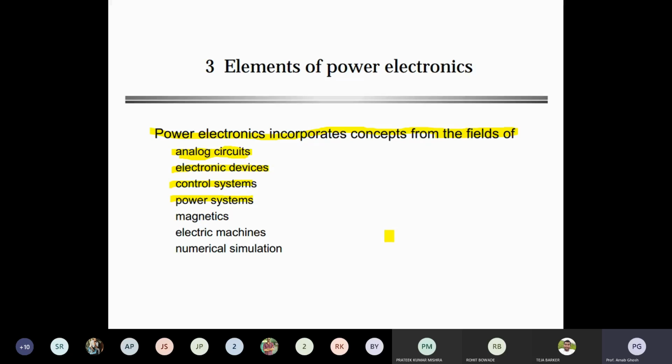Then the magnetics, the most important issue. How do you design the inductors of your switch mode power converters? That is the most important issue, because the switching frequency is too high. Normally you are not able to use ferromagnetic elements there, because there is a problem of core saturation. That's why you have to go for different ferrite.